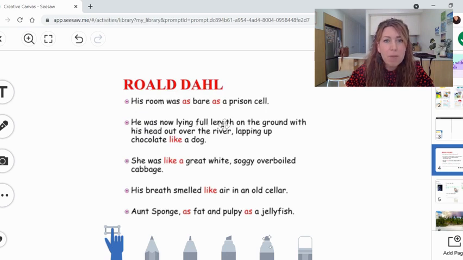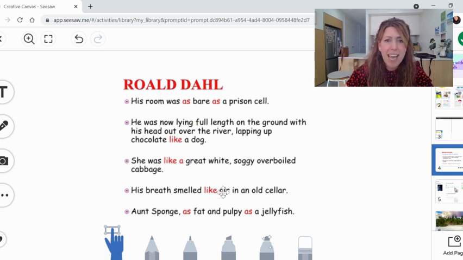He was now lying full length on the ground with his head out over the river, lapping up chocolate like a dog. See how it's comparing the way that the boy was eating the chocolate and a dog, because I can picture exactly what a dog looks like when they're lapping up things. So then it gives me a great picture of what it must have looked like when the boy was lapping up chocolate out of the river.